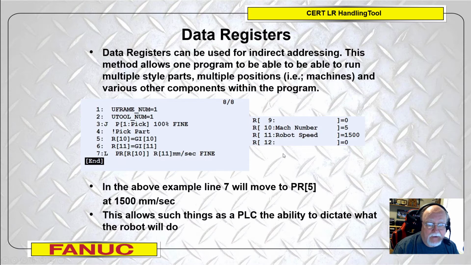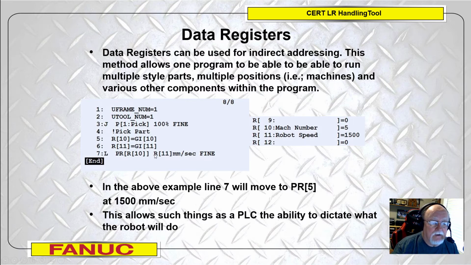You can also set speed limitations in there. Robot speed. Here they've set it to 1500 millimeters a second. And if you look down here at the line of code that does that, you have a position register 10, which goes to machine number 5 if you look over here to the right.